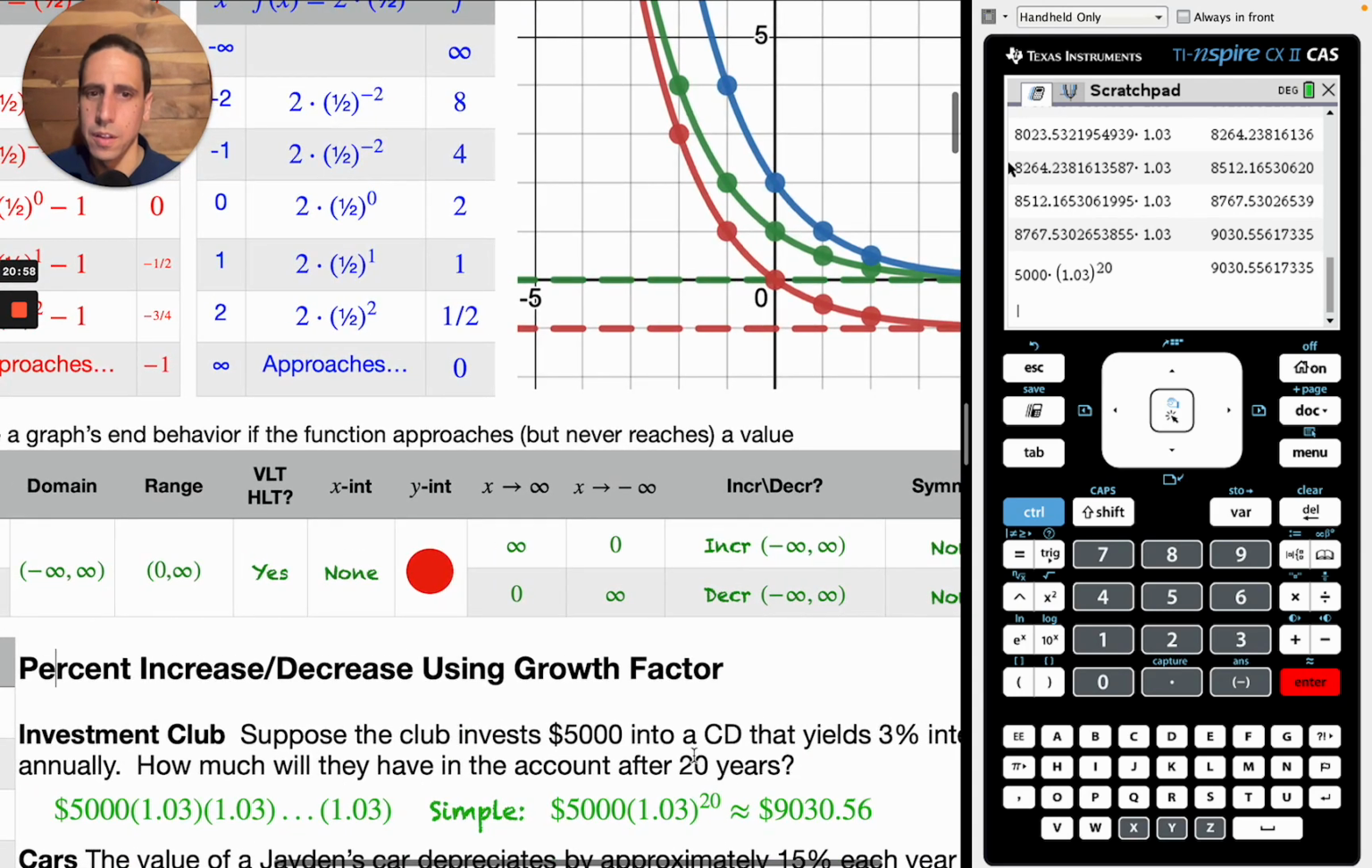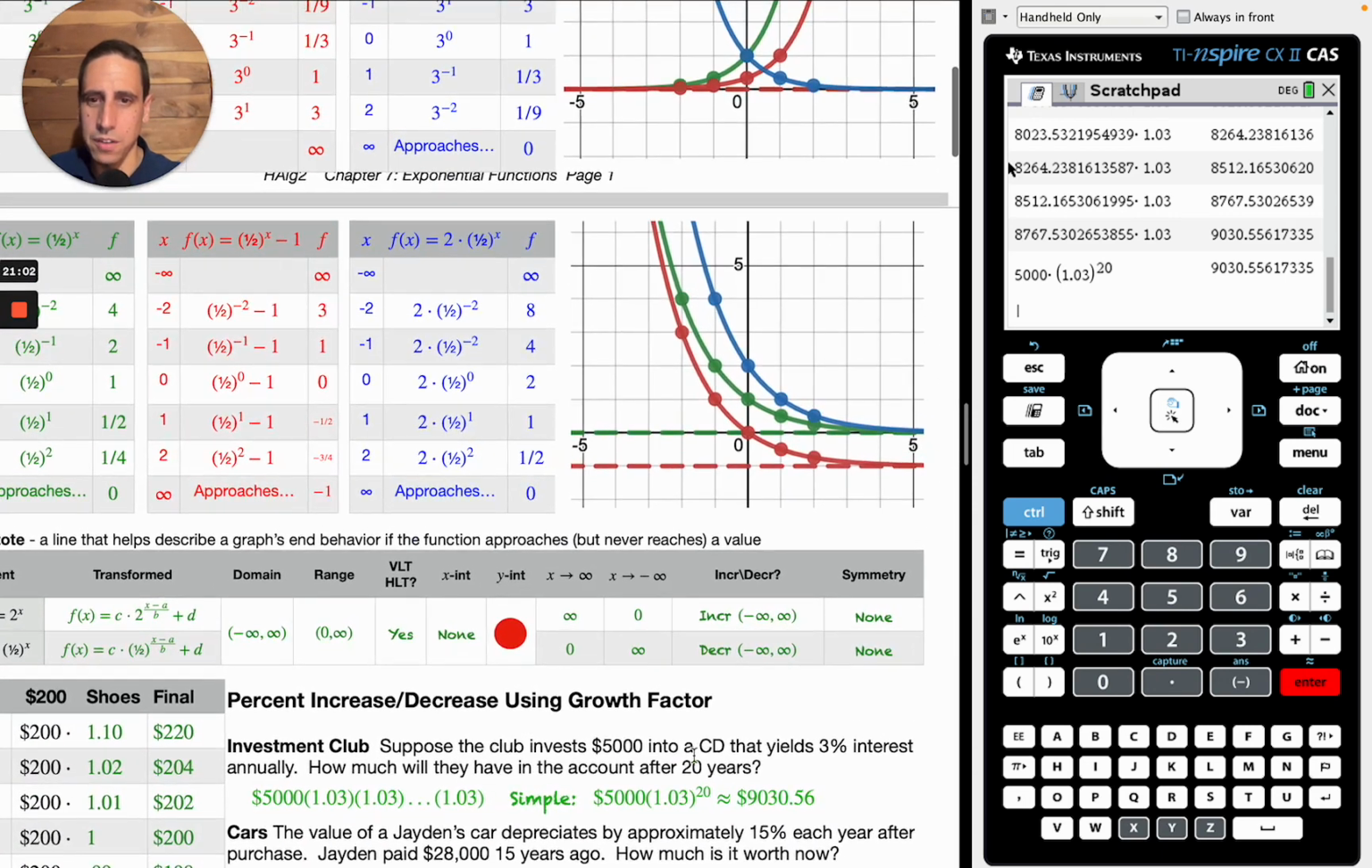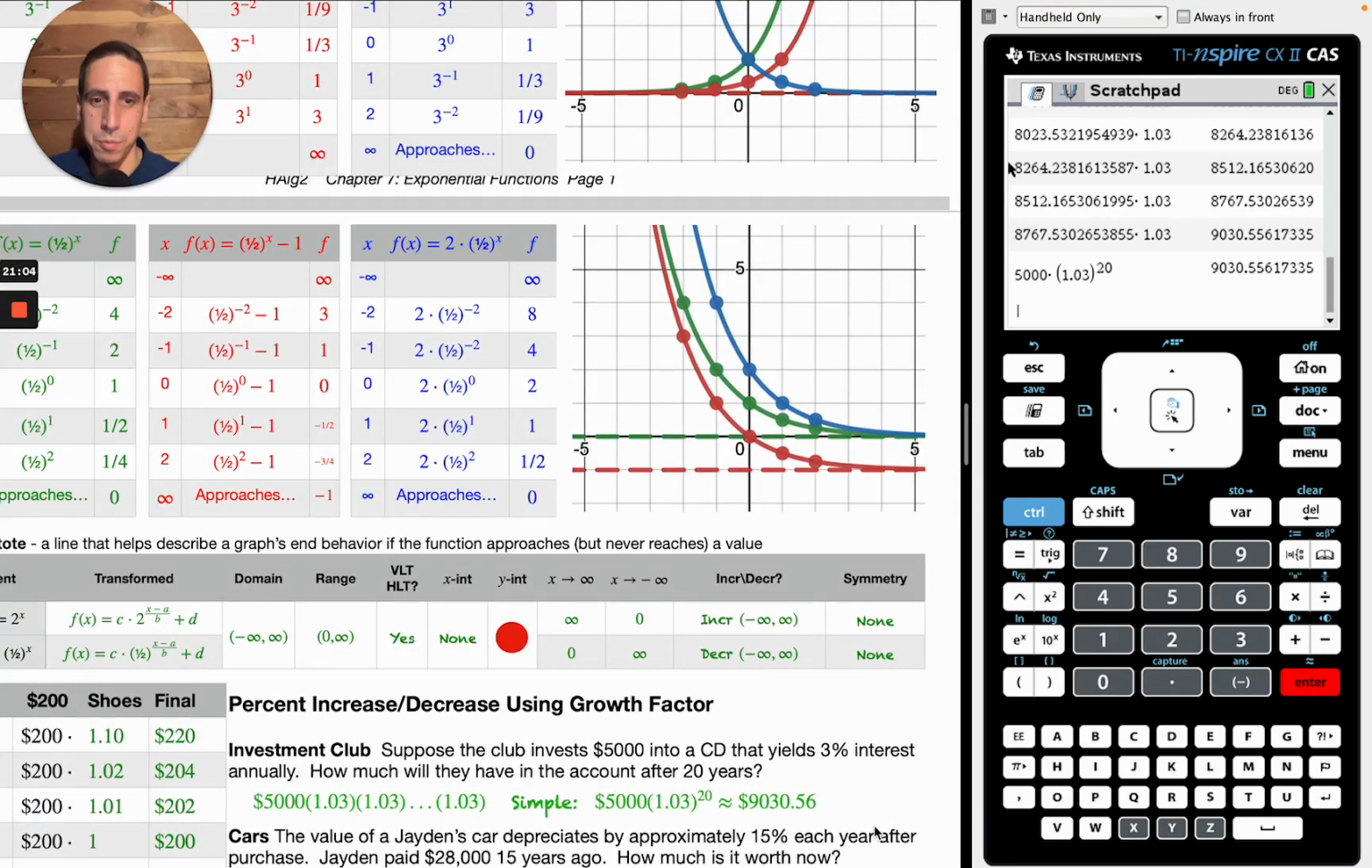Let's do another one. And instead, let's do depreciation. Cars. The value of Jaden's car depreciates by approximately 15% each year after purchase. Jaden paid 28,000 15 years ago. How much is it worth now? So we got the 28,000. Let's multiply that by something that's going to show that it's decreasing. So instead of 1.0 something, we're going to go 15% less than 1.0, which is 0.85.